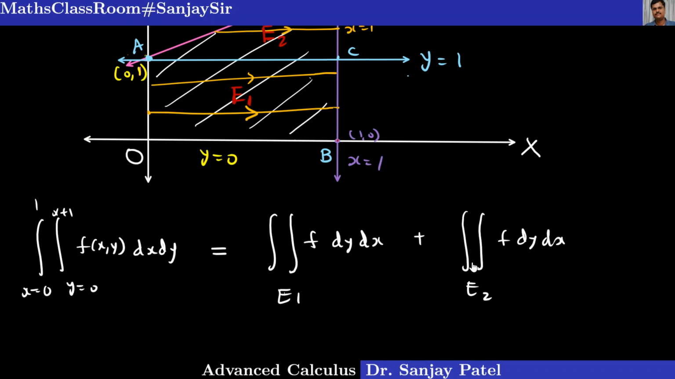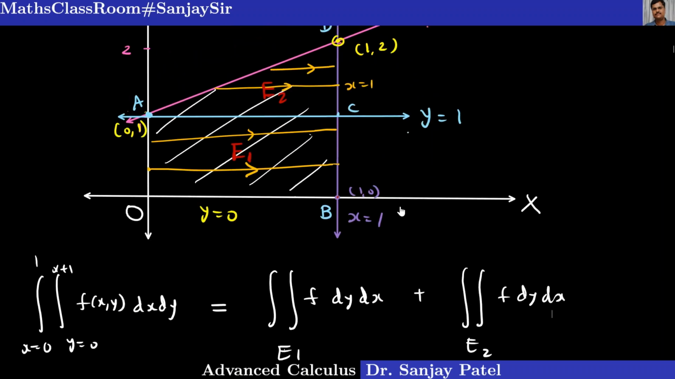Whenever the region is not regular, you divide it into sub-regions or more pieces, so that each piece is a regular region, in the sense that if you take any strip parallel to the x-axis in this region, then in this rectangle the left hand curve and the right hand curve are the same throughout this region of integration. And in the region E2, if you take any strip parallel to the x-axis, then the left hand curve is this line y equal to x plus 1, which is the pink line, and the right hand curve is x equal to 1. So both the regions are nice or regular.